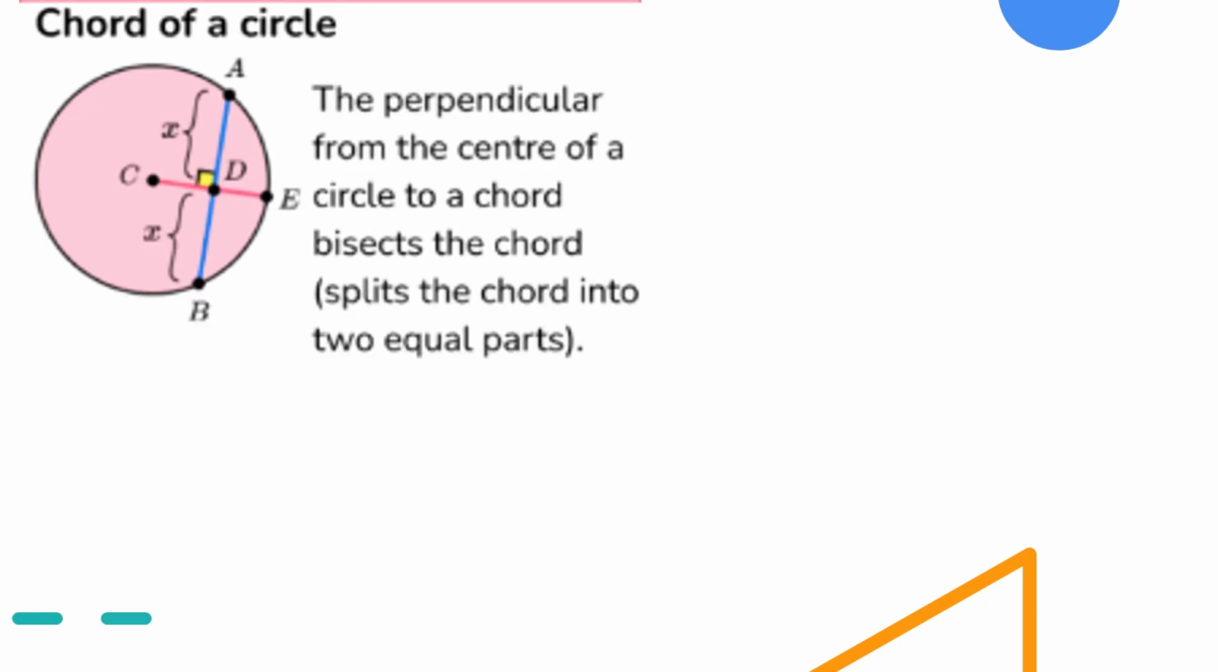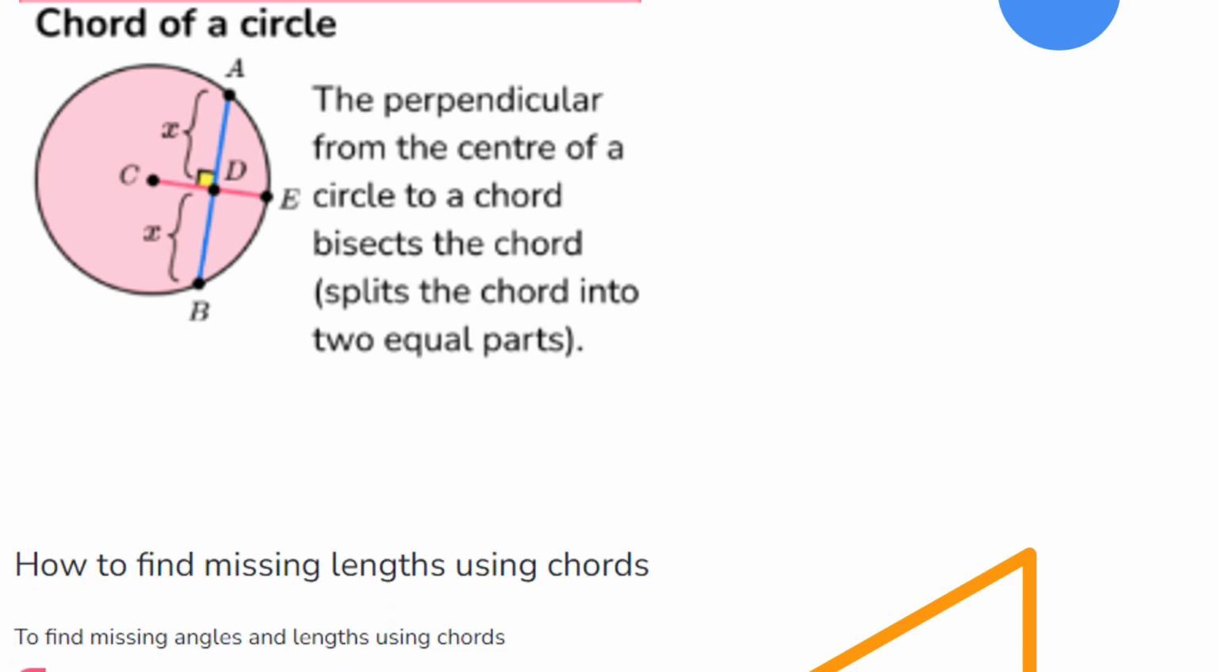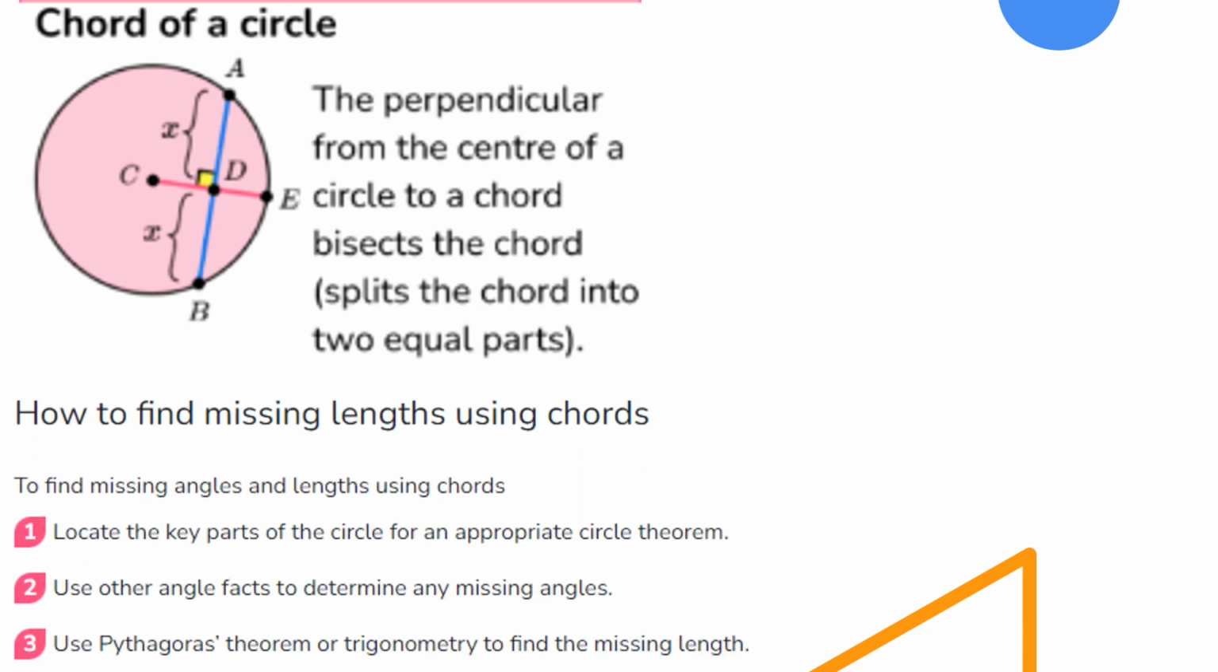Chord of a circle. The perpendicular from the center of the circle to the chord bisects the chord. It splits the chord into two equal parts. Find the missing angle and length using the chord. Locate the key part of the circle for the appropriate circle theorem. Use the other angle facts to determine any missing angle. Use Pythagoras' theorem or trigonometry to find the missing length.